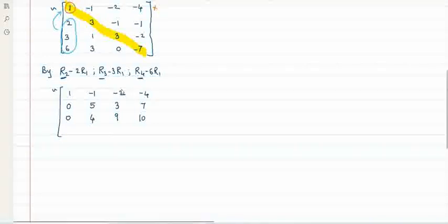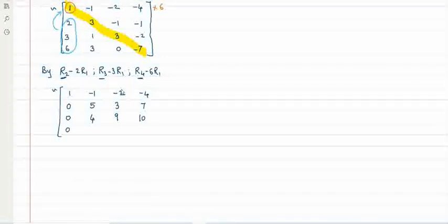For the last one, you have to multiply by 6 and subtract. Now, 6 minus 6 is 0, obviously. 3 plus 6 is 9. 0 minus minus 12 is 12. Next one, 17. So 0, 9, 12, 17. It's fine, correct. So this is a new equivalent matrix. This is your diagonal entry.